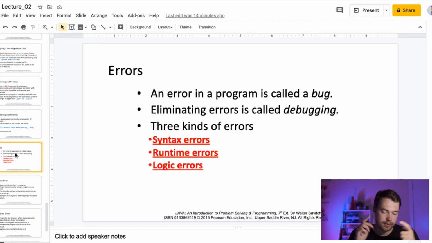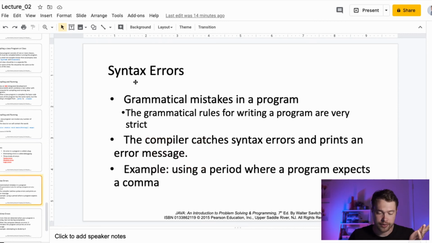Errors. There are three types of errors: syntax, runtime, and logic errors. Syntax errors, what does that mean? If you run into a syntax error, that means you did not follow the rules. For example, you said system dot out and forgot the dot, println. And of course Java will be like, what is that? Not sure what that means, and it's going to tell you that it's a syntax error. It's not going to correct it for you or guess that you probably meant .println. No, it's just going to throw an error. The compiler catches syntax errors, grammatical mistakes in the program, and prints a message.